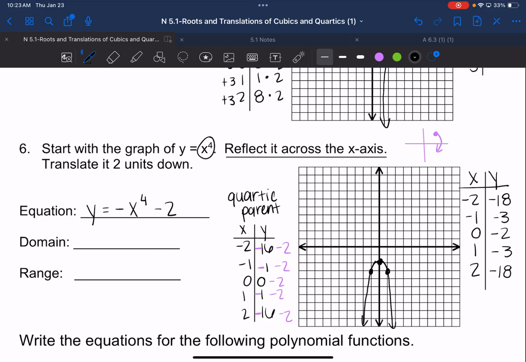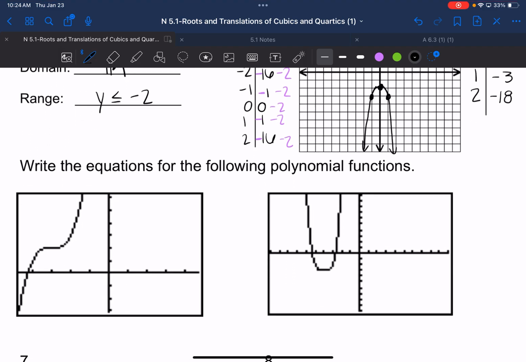Okay, so we got something that looks like this. So what would you guys say the domain of our transformed function is? All real numbers. What about the range? Yeah, it's going down, right? So off to negative infinity. So negative infinity to -2, or y is less than or equal to -2. Okay, awesome.